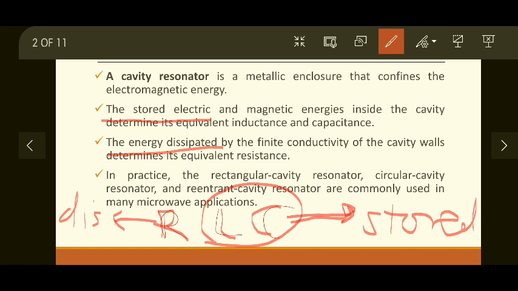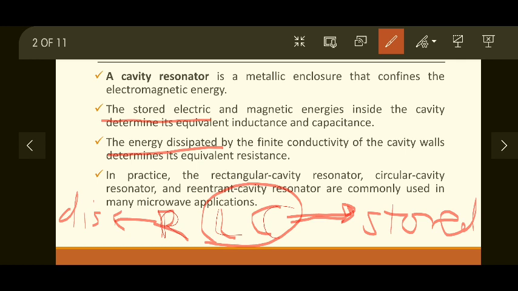In practice there are several types of resonators. Some of them are the rectangular cavity resonator, circular cavity resonator, and reentrant cavity resonator. These resonators are commonly used in microwave applications. So we will restrict our discussion to only these three types of microwave resonators.